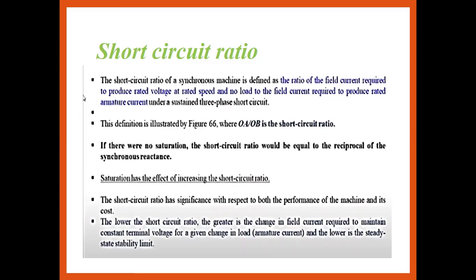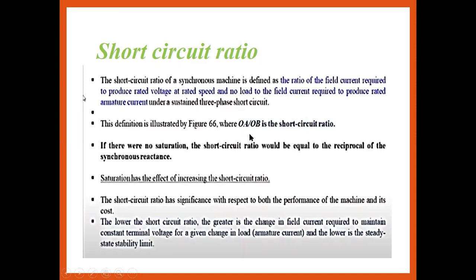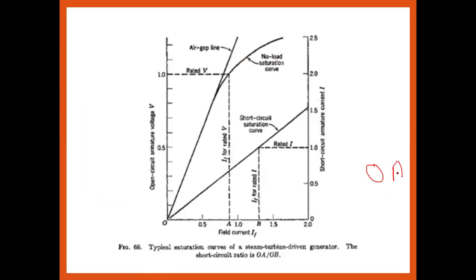So the short circuit ratio is OA by OB. OA is nothing but the field current under the rated voltage condition. And OB is nothing but the field current under the rated armature current condition under the short circuit condition. This is shown by the short circuit saturation curve.